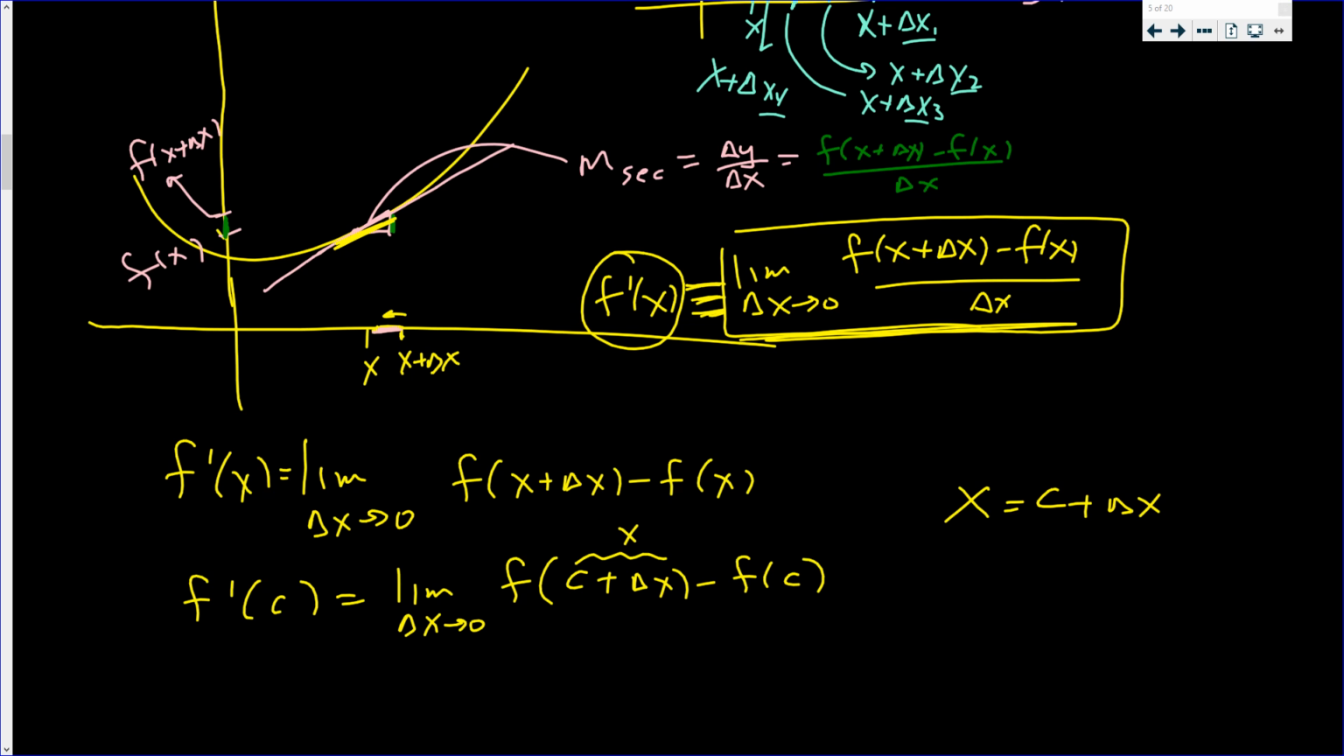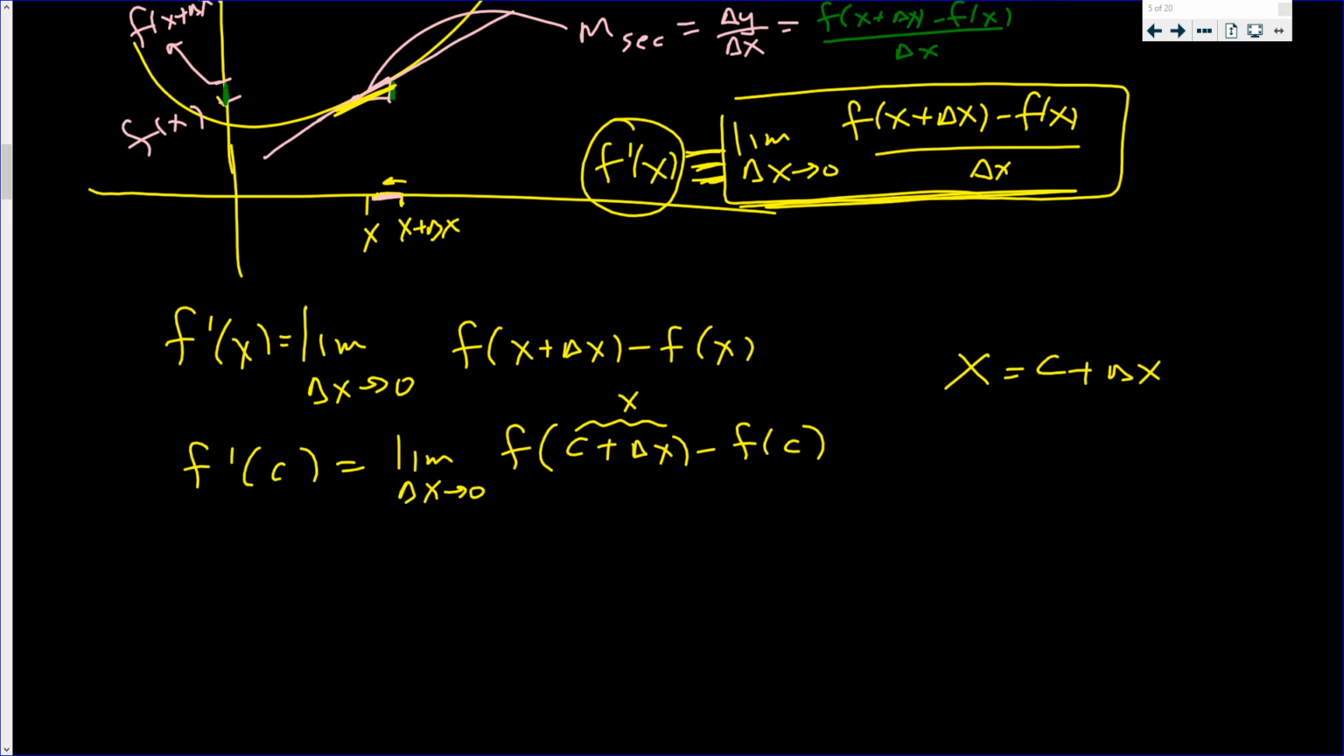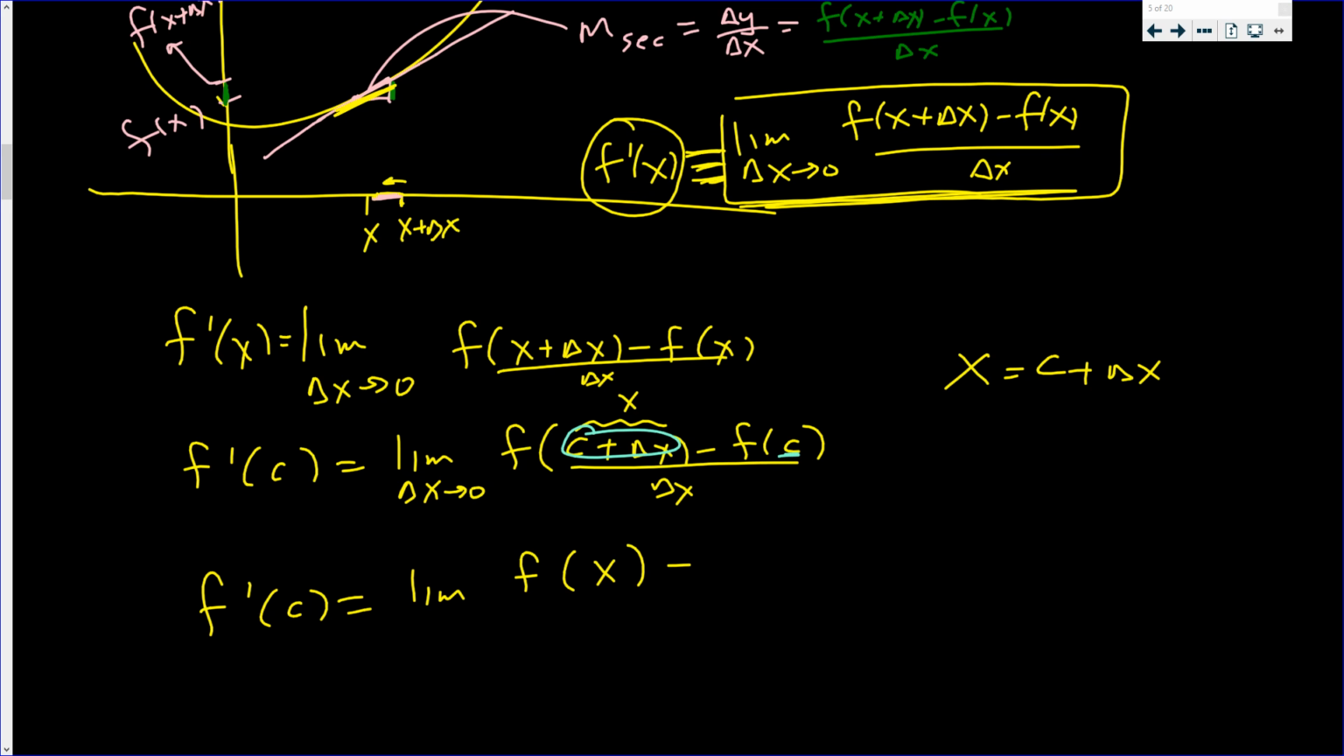So what I can say at that point is f prime of c is equal to the limit of f of, oh, this is over delta x, of course. Yeah, so is this one. Okay, so it's f of x, because I am just defining this to be x, and f of c just stays f of c. Okay. f of c, all over.